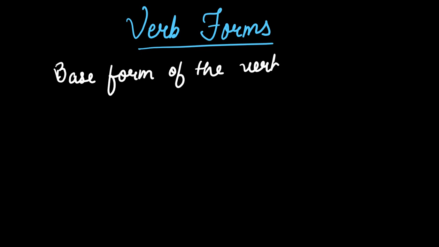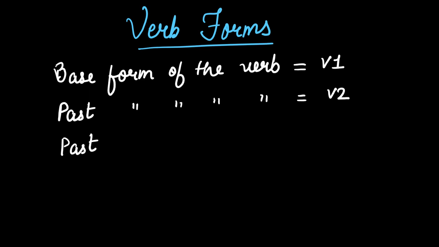Verb forms, basically there are 5 that we are going to study here. First is the base form of the verb, we call it V1. Second, we have the past form of the verb, and we call it V2. Third, we have the past participle of the verb, and that will be V3.